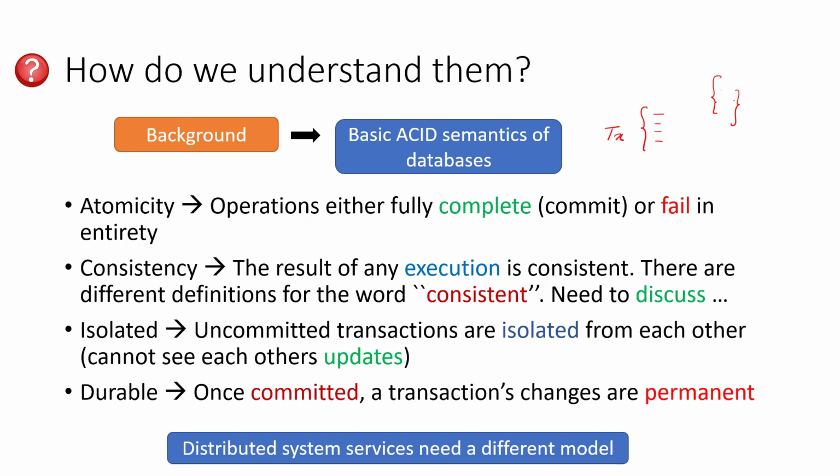The final one is durable. Durable means once the transaction is committed, once we are done with an operation, the changes are permanent. They are written to permanent storage. Distributed system services clearly need a different model. The ACID model will not work for them. So in this case, we adopt a different model, which I will describe next.